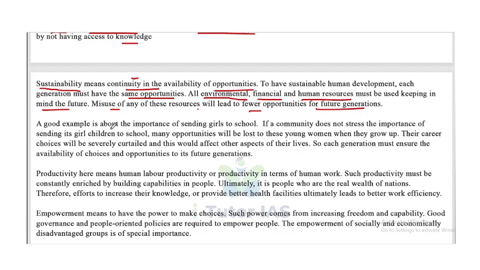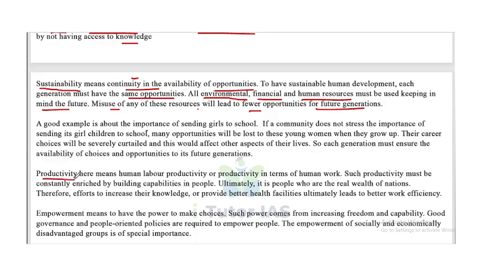A good example is the importance of sending girls to school. If a community does not stress the importance of sending its girl children to school, many opportunities will be lost to these young women when they grow up. Their career choices will be severely curtailed, and this would affect other aspects of their lives. So each generation must ensure the availability of choices and opportunities to its future generation.